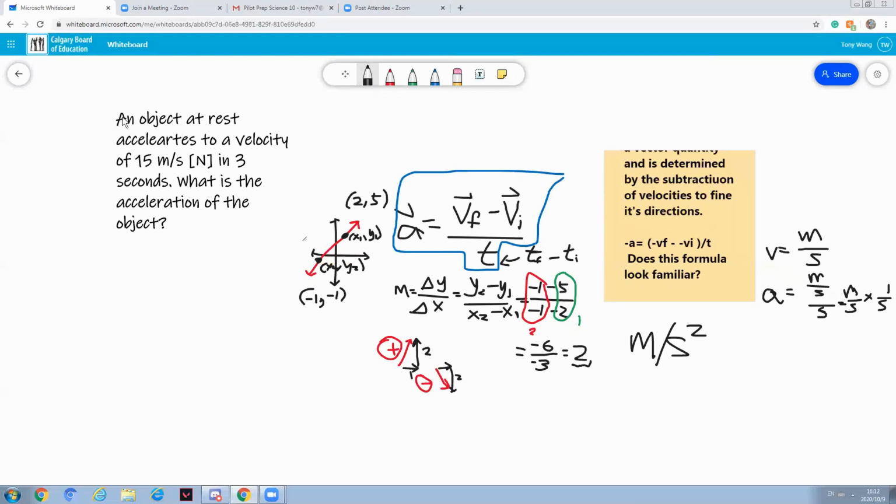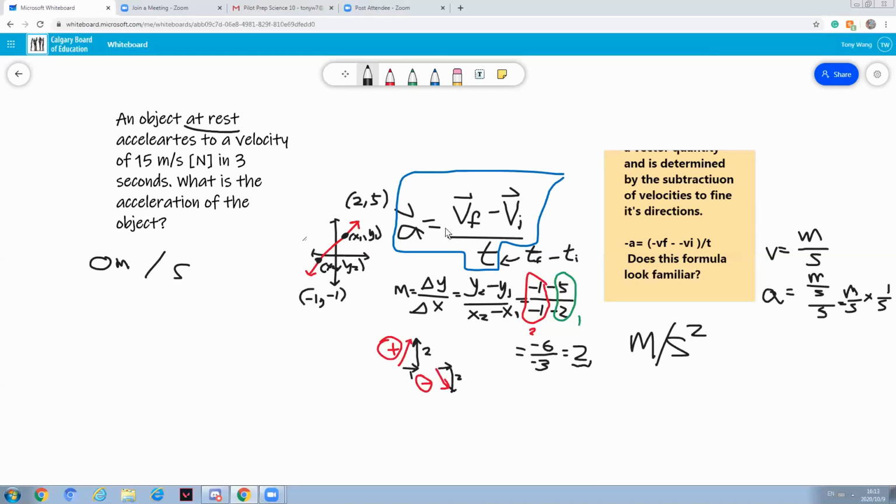So for example, an object at rest. What do you think at rest means? Not moving. Yeah, an object is not moving. So if it's not moving, it has no speed. So what would the speed be? 0. Yeah, 0. Okay, good job. So 0 meters per second is the speed. Okay, so this is the first speed.